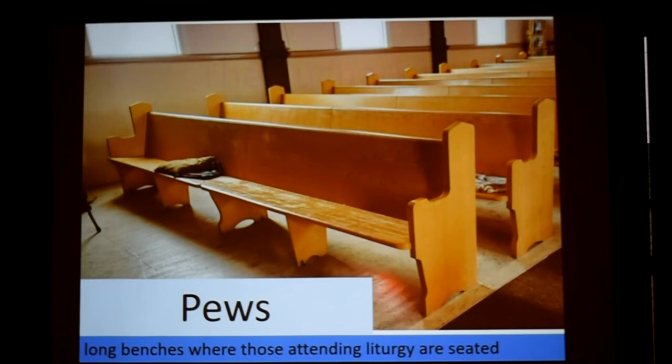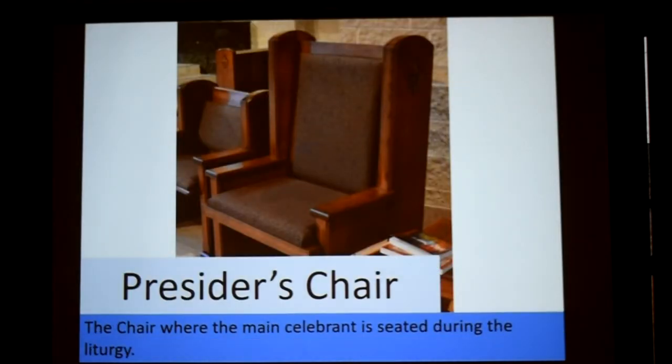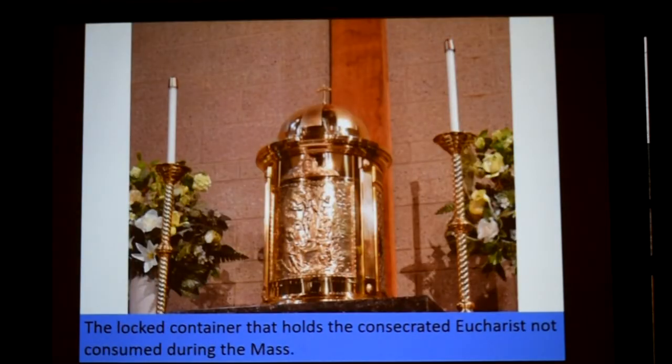Pews, pretty straightforward. The presider's chair, pretty straightforward. It's where the priest celebrating Mass sits. Tabernacle, it must be locked. The key, well, I'll talk about the key later because that's a separate thing. It's usually made of some precious material, sometimes even plated in gold, and it has to be fixed in place. You can't be able to pick it up so that somebody could run off with the Eucharist. That happened at, ironically, Blessed Sacrament Parish in Lincoln, which was broken into, and they tried to run off with the tabernacle. The thieves did, and it broke open, and Jesus was spilled all over the floor of the church.